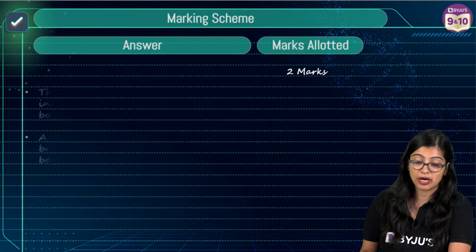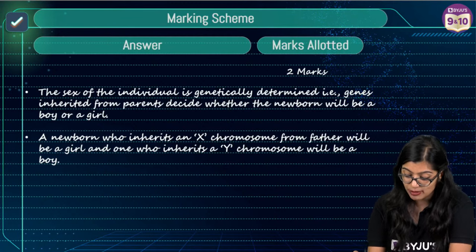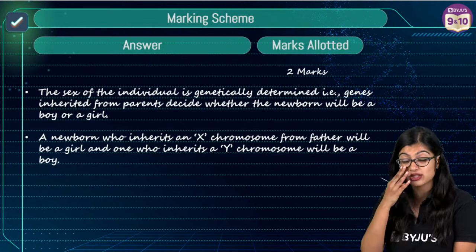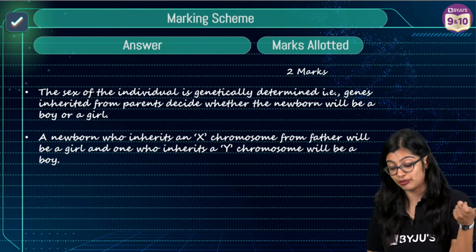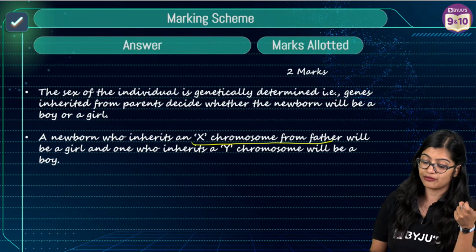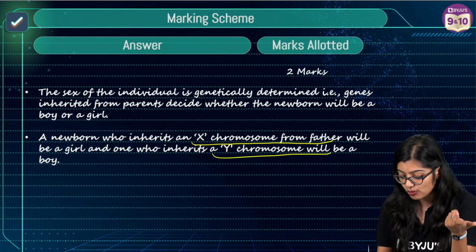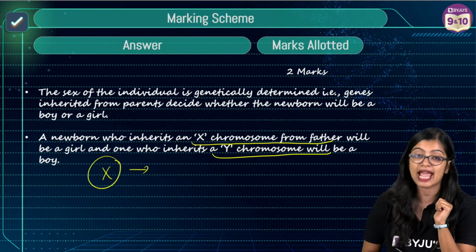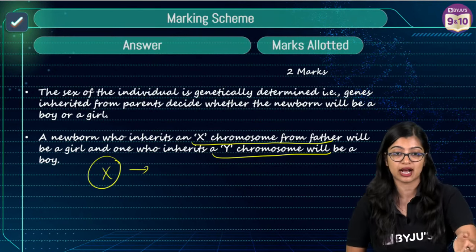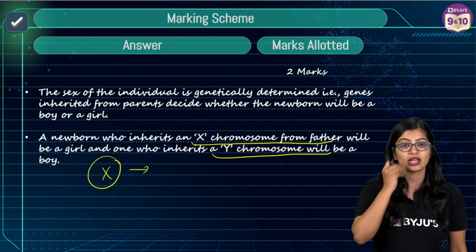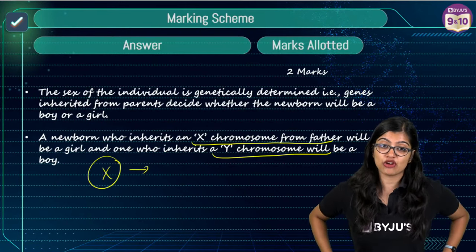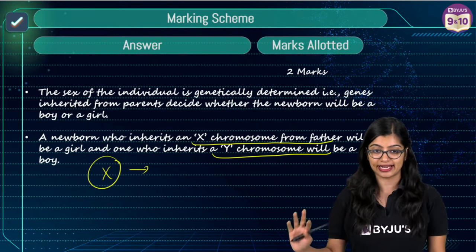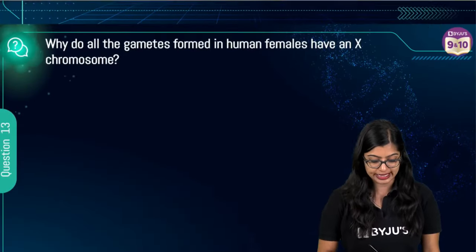So when you are writing this question, you need to say that it's normally genetically determined and the genes will determine it. Based on the inheritance of the chromosome from the parents, if an X chromosome is inherited from the father, it will be a girl. But if a Y chromosome is inherited, it will be a boy. And at all times, one X chromosome will definitely come from the mother. See, I'm not going into the genotypic ratio of a dihybrid cross because that is not necessary from your examination point of view. So I'm not going to go into details of that.